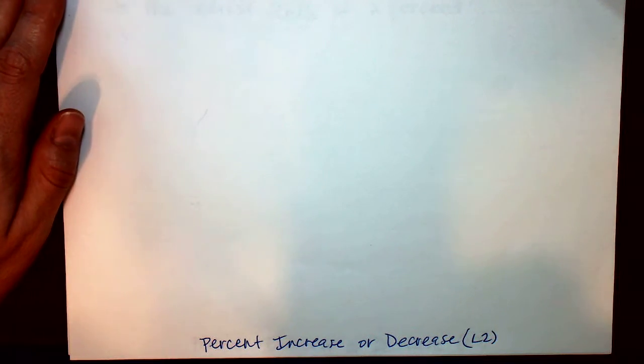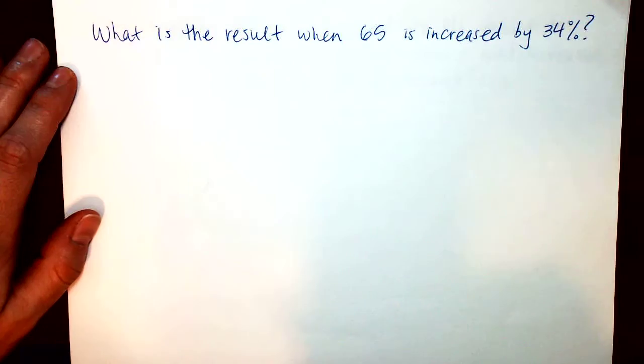This video is to help with the DeltaMath percent increase and decrease problems. So this first problem is like one of the percent increase or decrease level 2 problems. What is the result when 65 is increased by 34%?